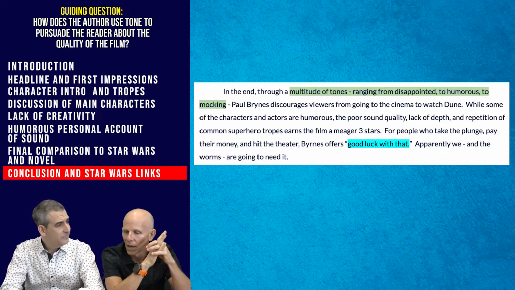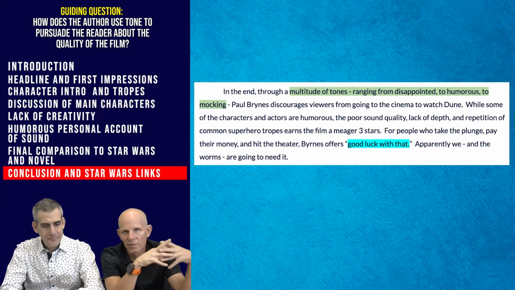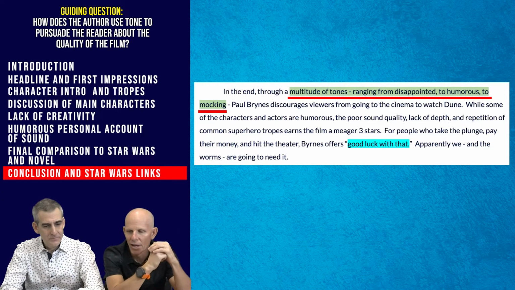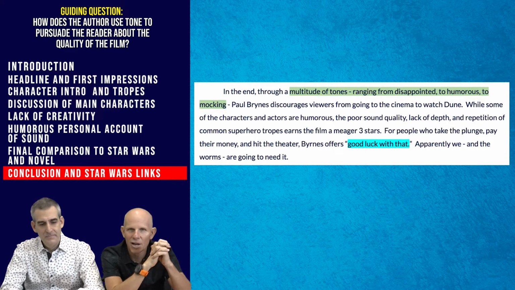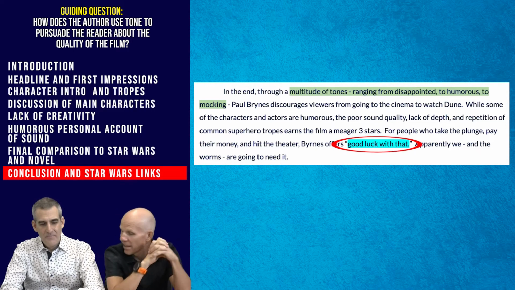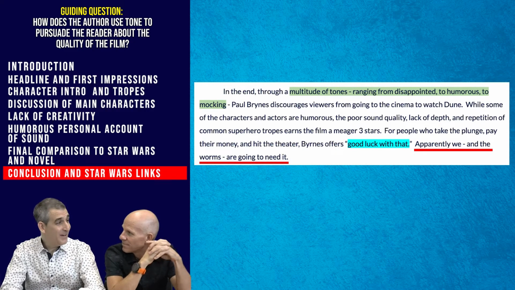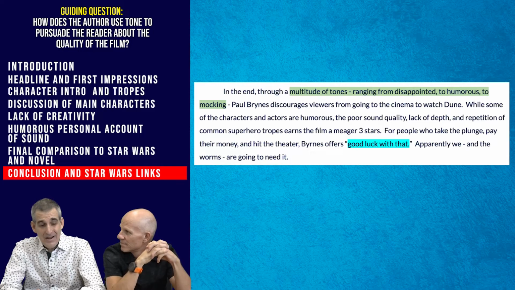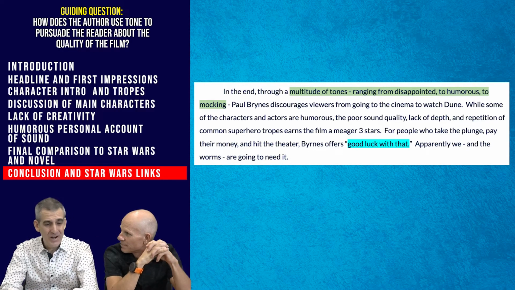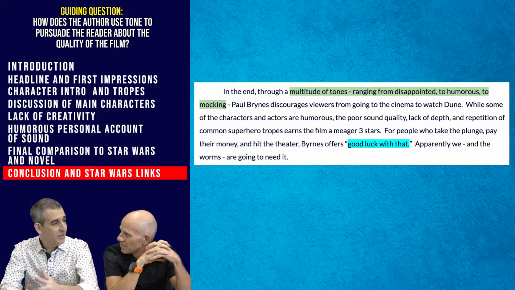The conclusion, Giles, how do we do? It's short, but again, we're going back to the guiding question. We're talking about how it's humorous, it's mocking. And again, they're putting their own language with that whole "good luck with that" at the end. I like that. And that whole "apparently we and the worms are going to need it." That was almost the same way the reviewer ended his piece, right? So I think, again, just like one of the other papers we looked at, the writer is smart to pull in those techniques of the writer.